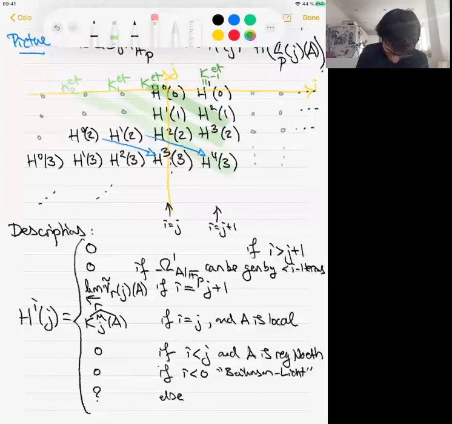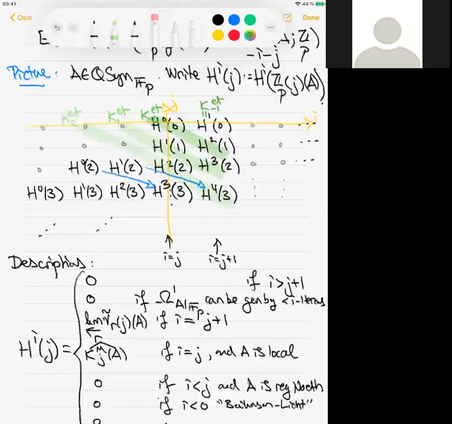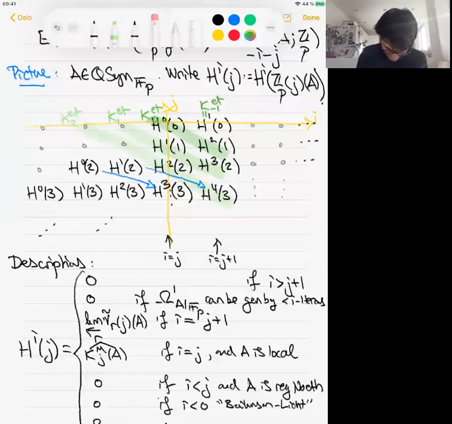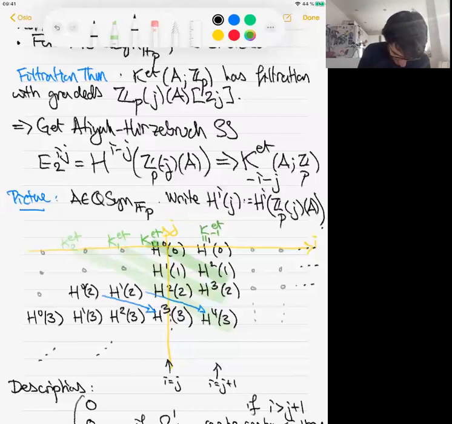Have I misindexed something? Maybe you are just writing the E2 page, because Hij is not E2ij. That's the problem. Hij is not E2ij. This answers Kirsten's question. Here I've got the standard sort of Thiele-Herzberg twist in the indexing, which throws things off.